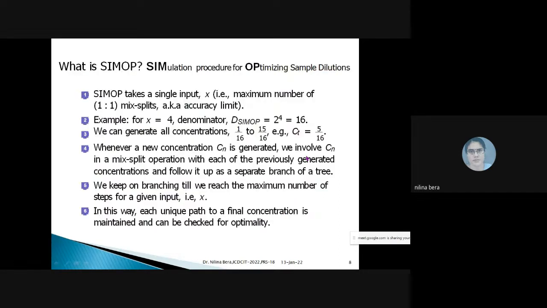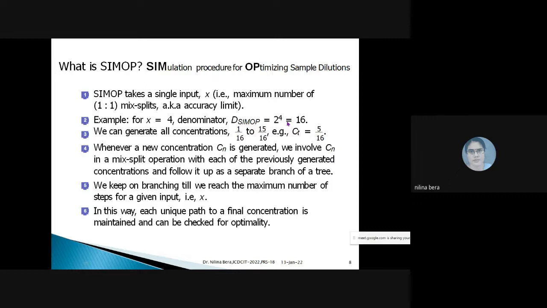Okay, now coming to the CMOP algorithm. So how is the CMOP performing? CMOP is actually a simulation procedure for optimizing sample dilution. It takes a single input x, which is actually the maximum number of balance. CMOP is a purely balanced dilution method. And suppose for x the step count I'm getting is 4, x equal to 4. So obviously the denominator for the CMOP algorithm is 2 to the power 4, that is 16.